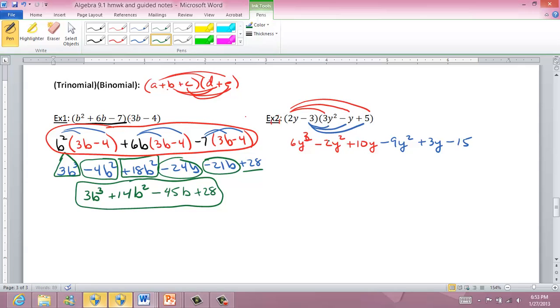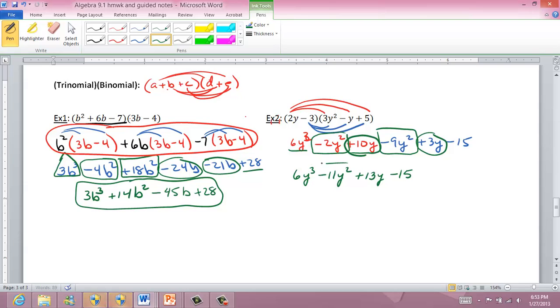Now we are ready to combine like terms. 6y to the third, nothing can be combined with it. Negative 2y squared minus 9y squared will give me minus 11y squared. Negative 10y, or sorry, positive 10y plus 3y will give you plus 13y. And then you got minus 15 left. And we're written in standard form, and we have just multiplied the binomial times the trinomial.